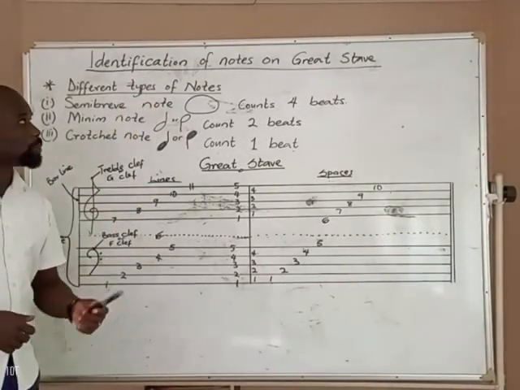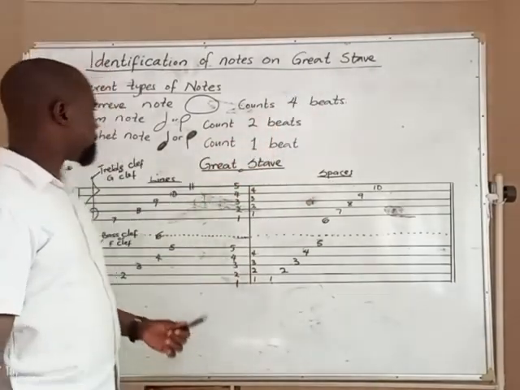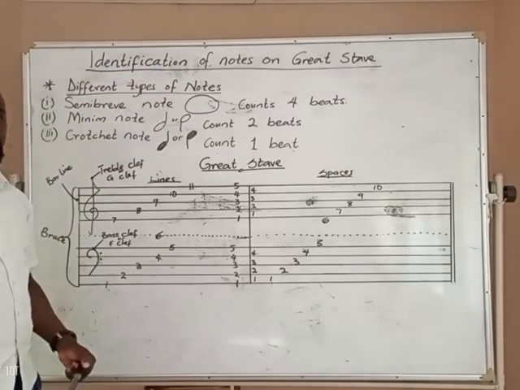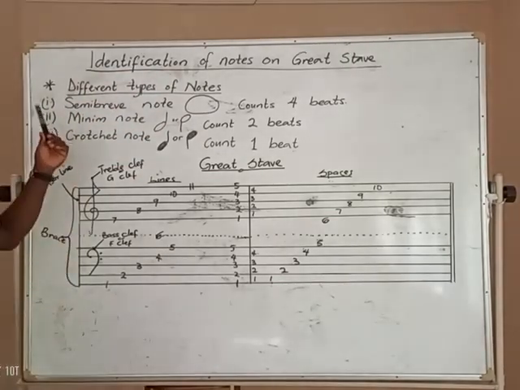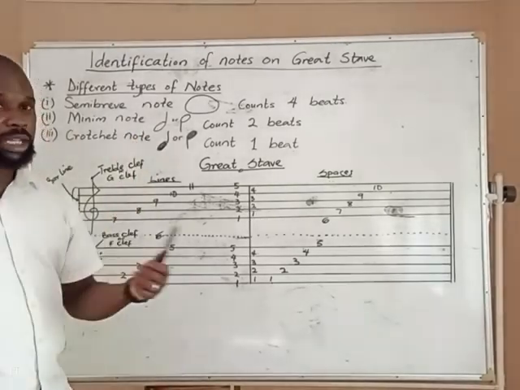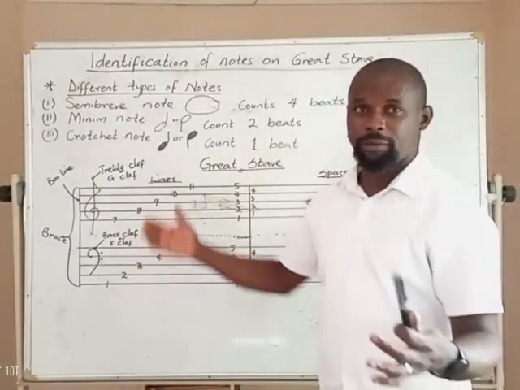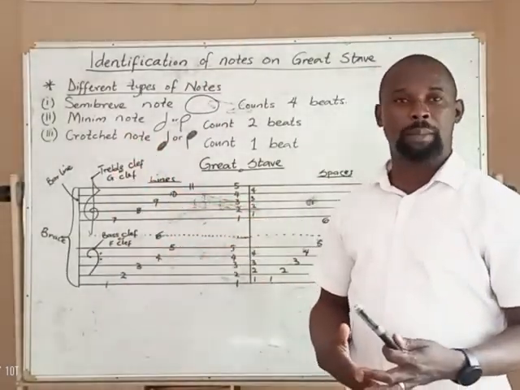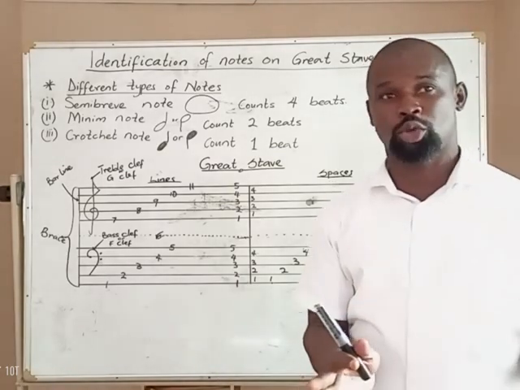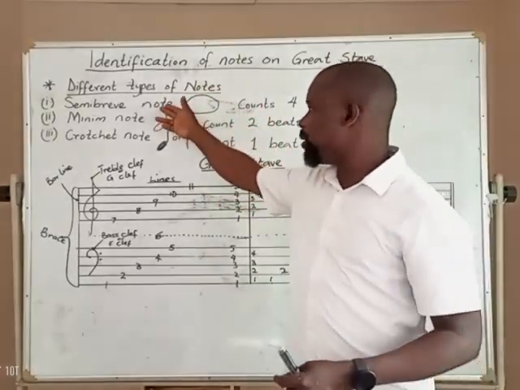Like I told us, the topic is identification of notes on the Great Stave. But we'll look at different types of notes. The first one I point out is the semibreve. Note, the semibreve is not the longest duration note. The first one we are about to talk about is the breve. The breve counts 8 beats, but it's not often used, so I decided to skip that and go straight to the semibreve.